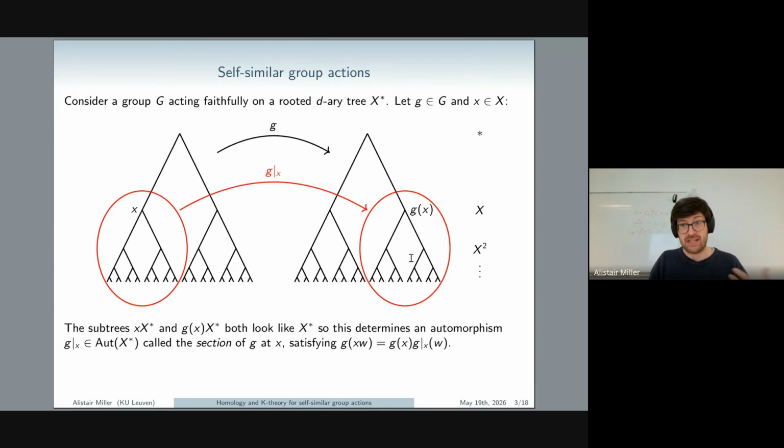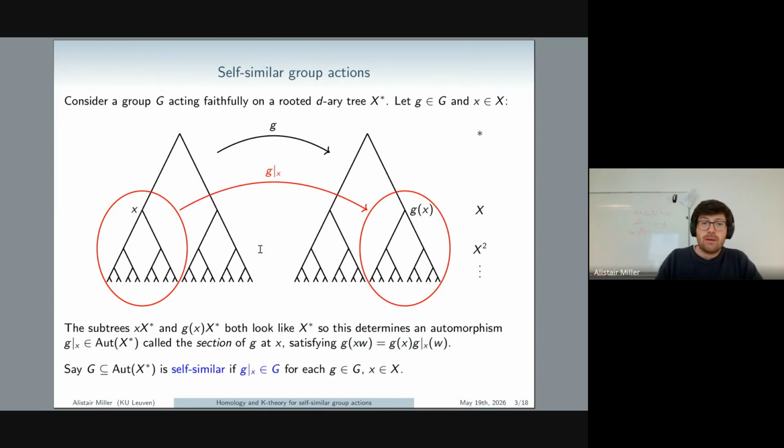This automorphism we'll call the section of g at x, and we will use this notation here. Algebraically, this is expressed by this relation over here. It says if you act on any word that begins with x, first you act on x and move it to this new letter, and then you act on the rest of the word by this new automorphism. The group is called self-similar if this automorphism always lands back inside the group. So this is basically what a self-similar group is.